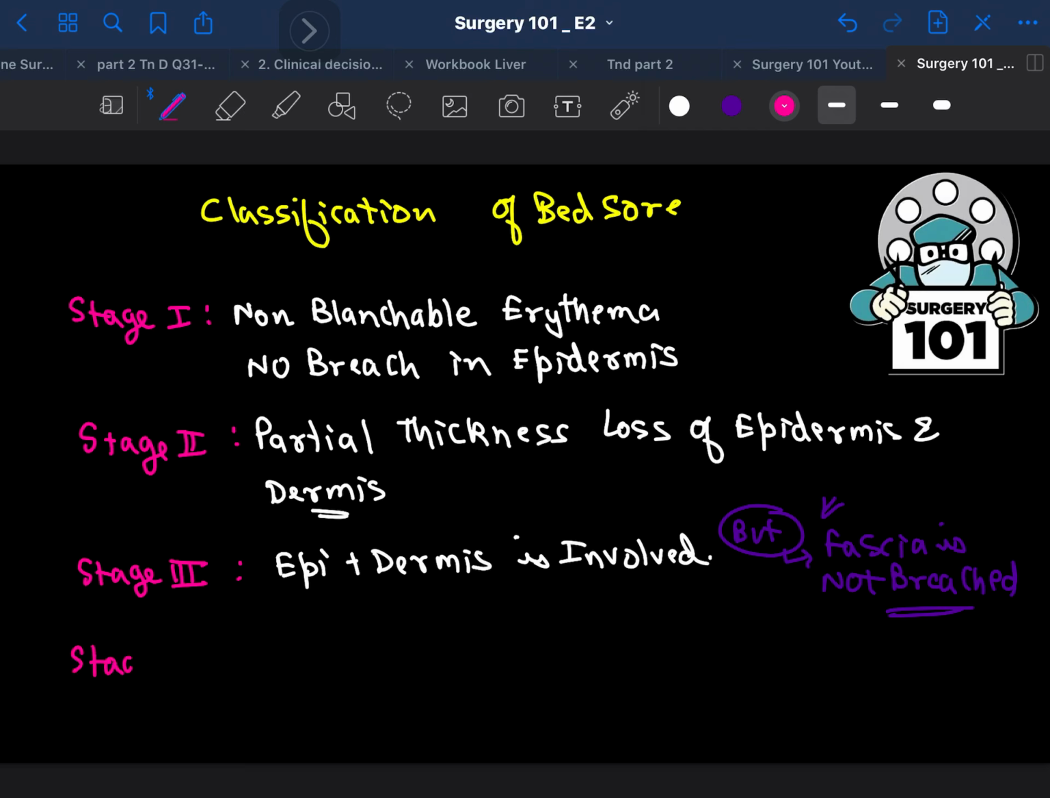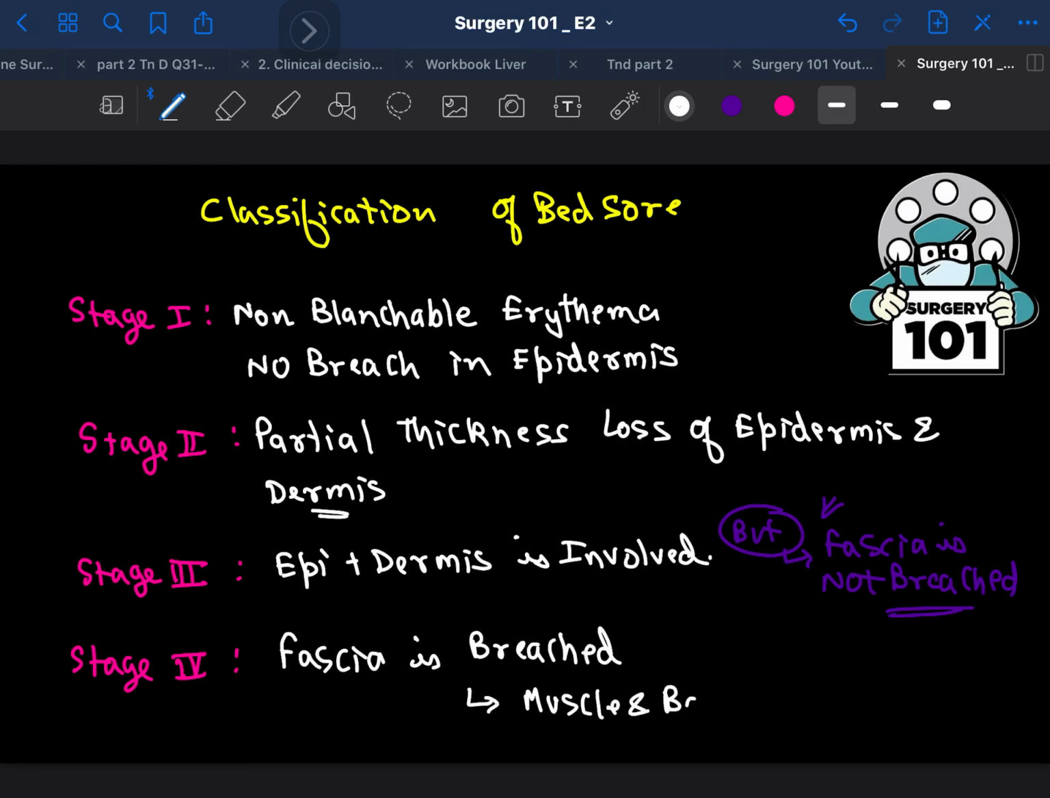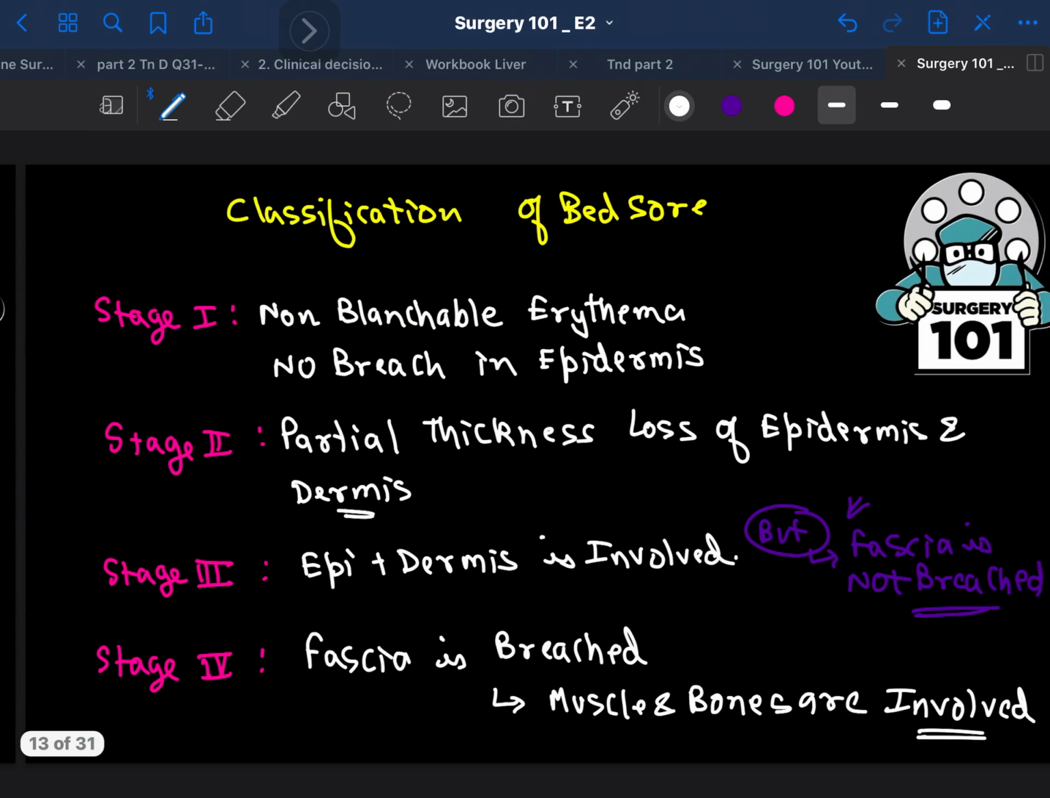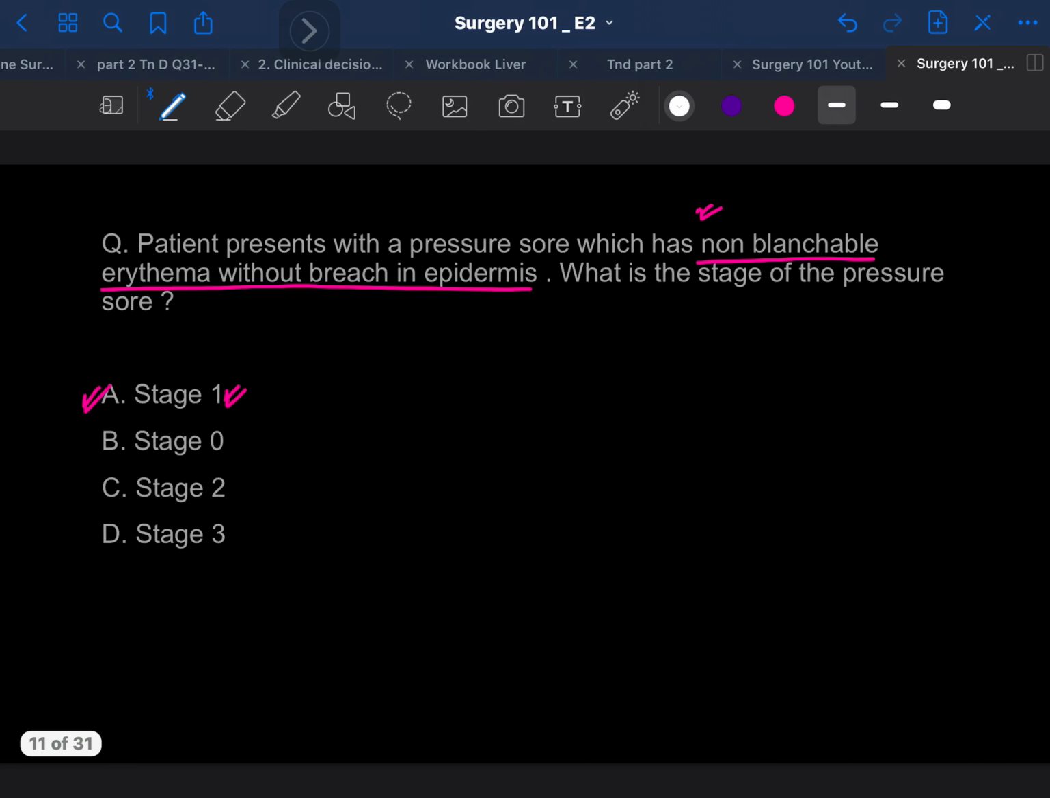And finally, you have stage 4. Here it is going deeper to the fascia. So even the fascia is breached, and there is involvement of the underlying muscle and bones. I hope you get this point. This is the classification of the bed sore, which you need to understand. Here, please understand, it is a non-blanchable erythema.